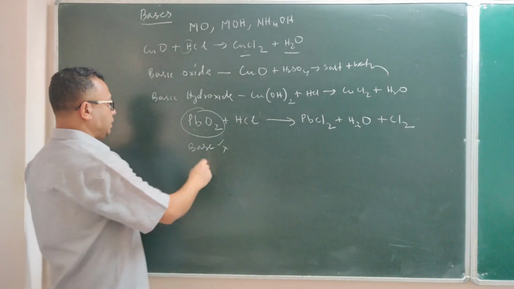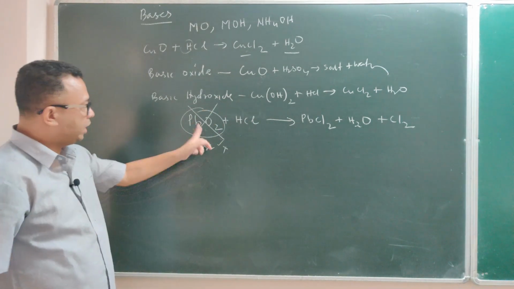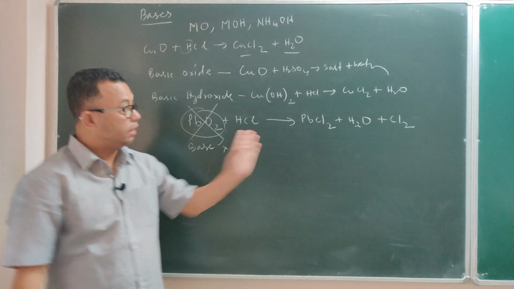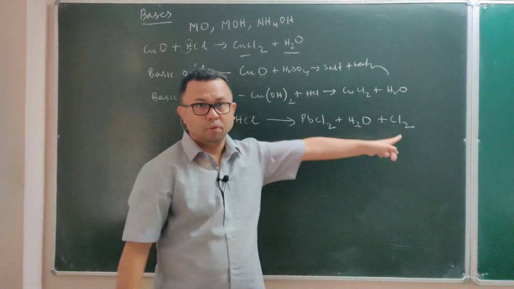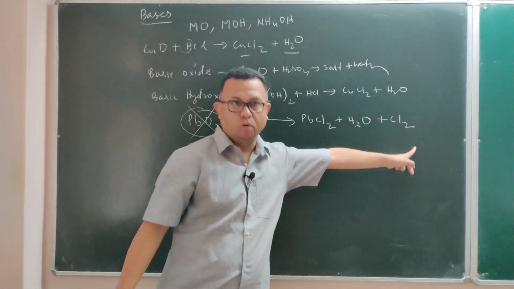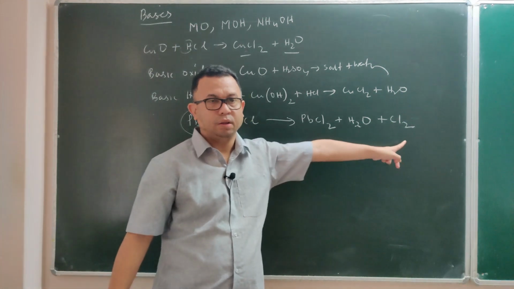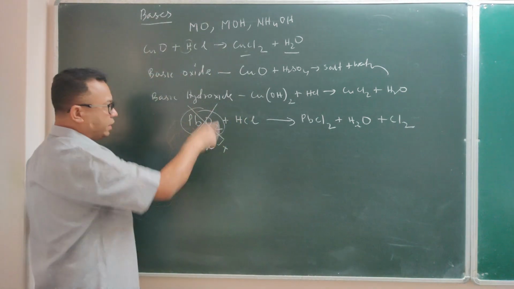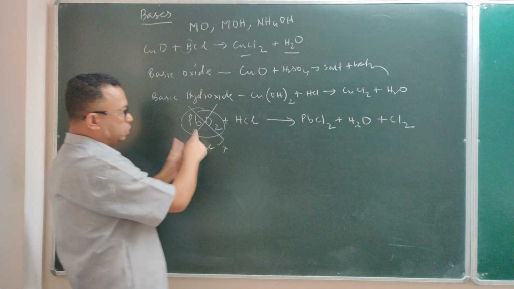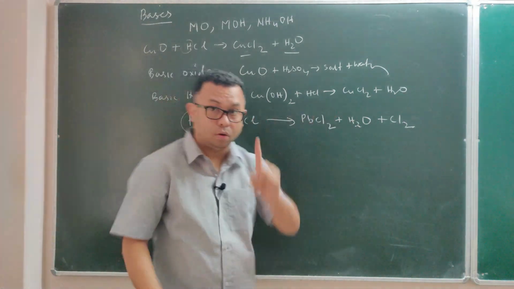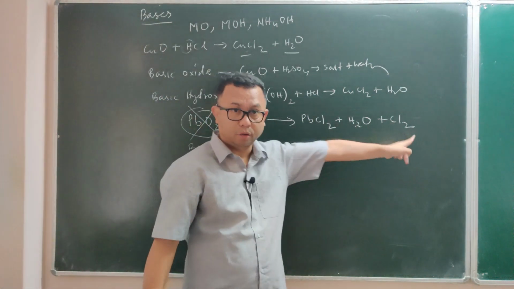Now I can't say that this is a base. This is not a base. Why is it not a base? Because every time the definition I said, as a product it should be salt and water. But here, in addition to salt and water, you have one more, that is chlorine product is also there. So since it is not fulfilling the criteria of a base, because bases are those which should react with the acid to give you salt and water only. But here one more is there.